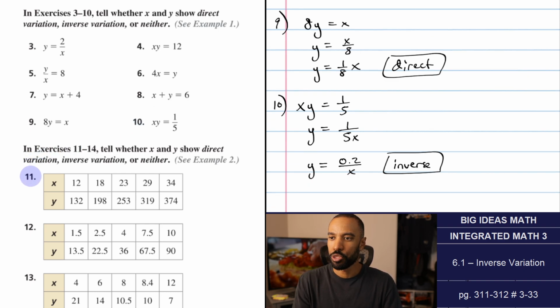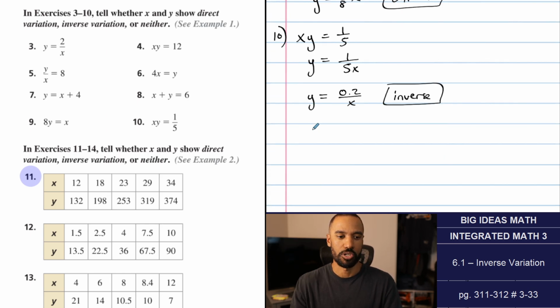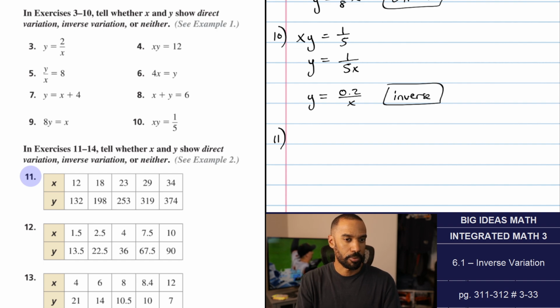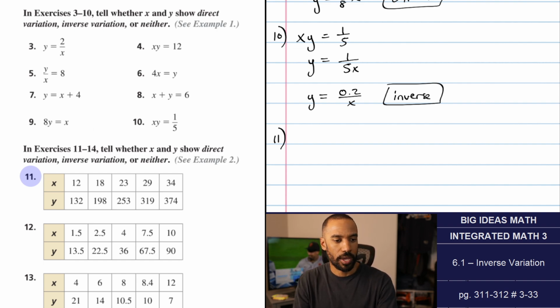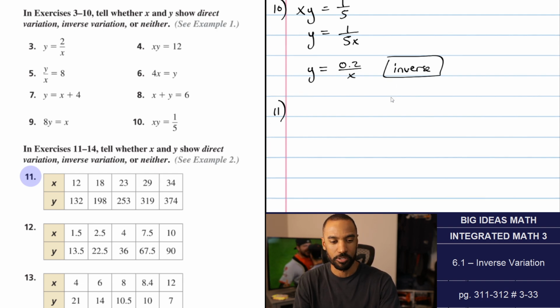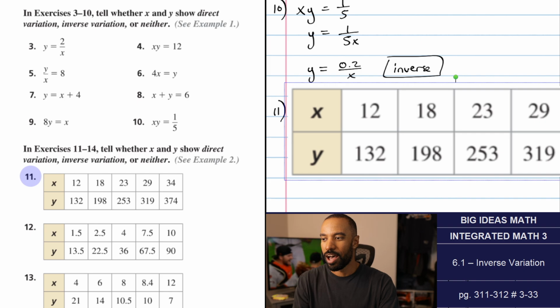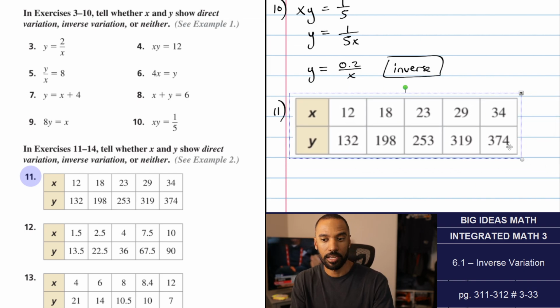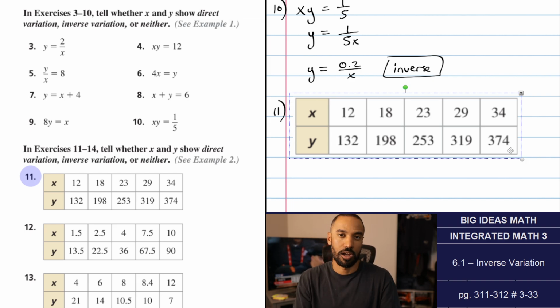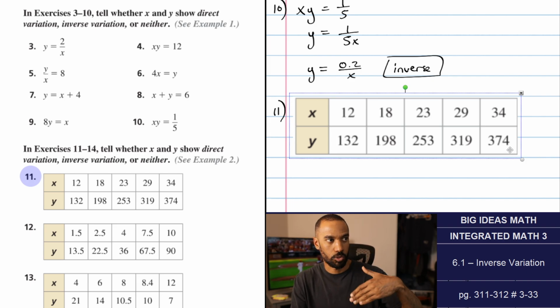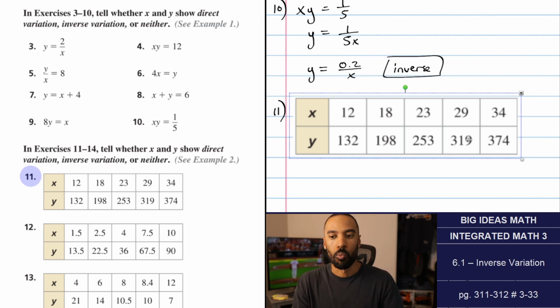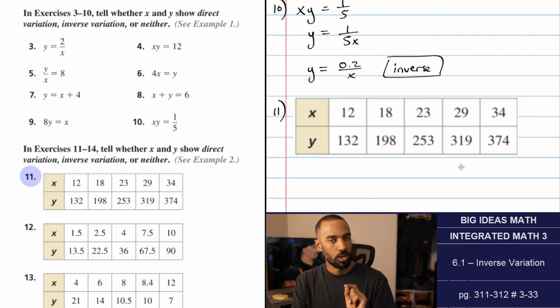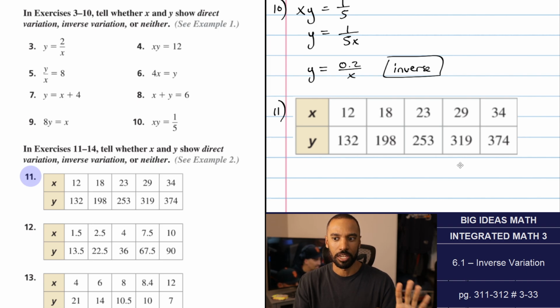In exercises 11 through 14, tell whether x and y show direct variation, inverse variation, or neither. Now, I'll tell you what. They did the example thing where they showed when there's a constant among all values, and that's what we need, and I'm prepared to use the calculator on some problems like these, where if it remains constant for all sets of the product, then it's inverse variation. If it remains constant for all sets of the quotient, then it's direct variation. But once it breaks, just once it breaks, then I can truly say it's neither. But here's the thing.